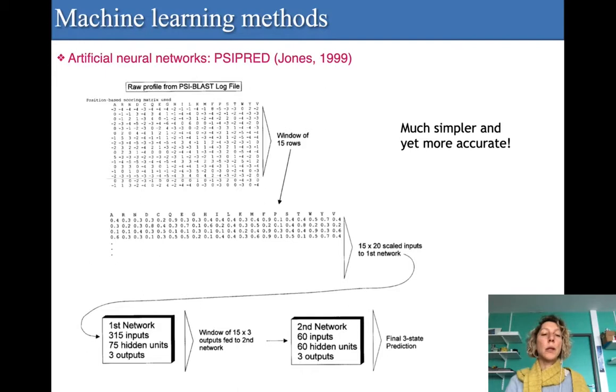So why is it much simpler? It's still input, hidden layer with 17 units, 75 units, and 60 for the other one, and the 3-state prediction. And you start from raw profile from PSI-BLAST.